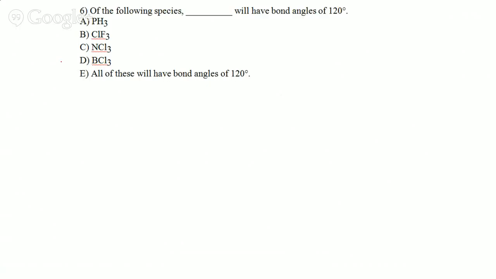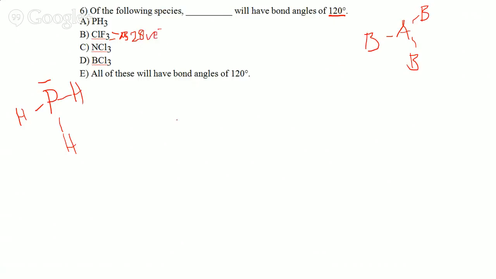6. Of the following species, blank will have bond angles of 120 degrees. So we're looking for 120 degrees. Well, I know that trigonal planar would have 120 degrees, right? So let me see what's going on. PH3 I just did on the one before. It's going to be trigonal pyramidal. ClF3, well, that gives me a total of 28 valence electrons.